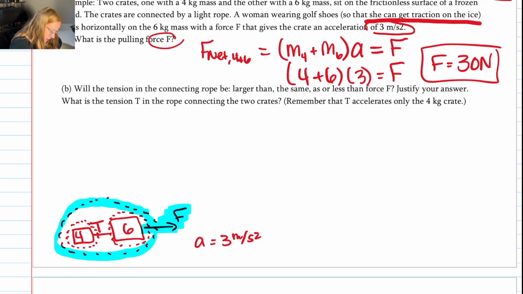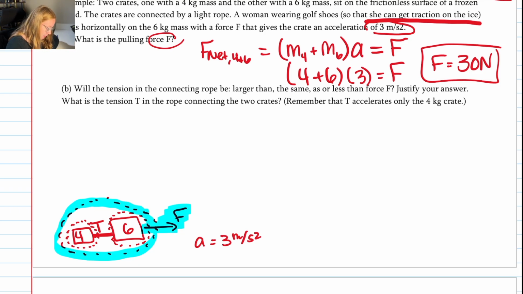Okay. Part B says, will the tension in the connecting rope be larger than, the same as, or less than the force F? So if we think about it, the tension, think about what mass it's pulling. Is it pulling the 6 kilograms, the 4 kilograms, both? Is it pulling 10 kilograms? And then it makes the problem a lot simpler.